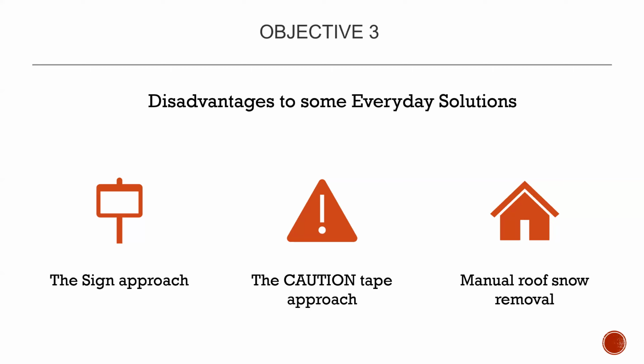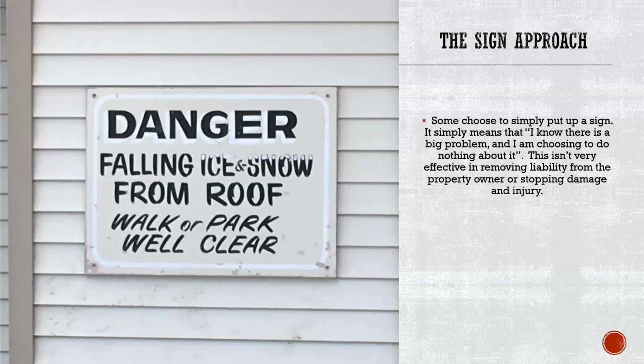So what are some of the everyday solutions? The sign approach, the caution tape approach, or manual rooftop snow removal? You see these signs all over the place when you're in ski resort areas. They'll say danger, falling ice and snow from the roof. This one says walk well or park clear. It matches the color of the siding.